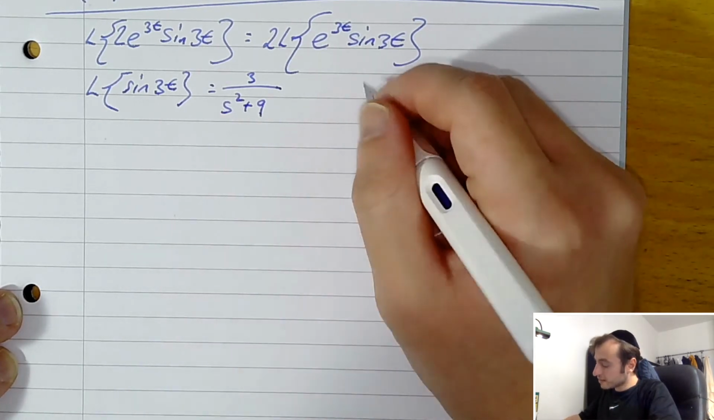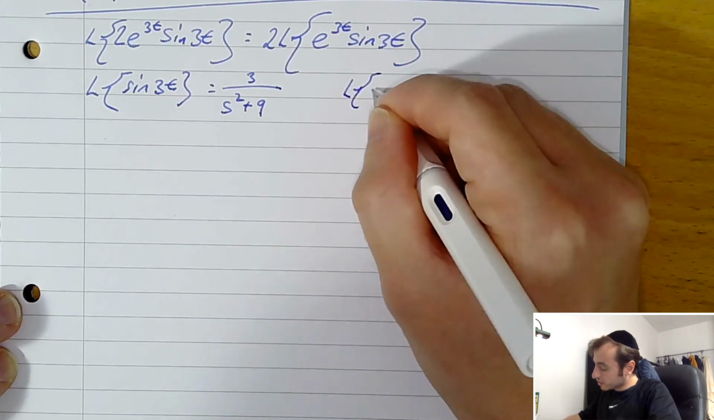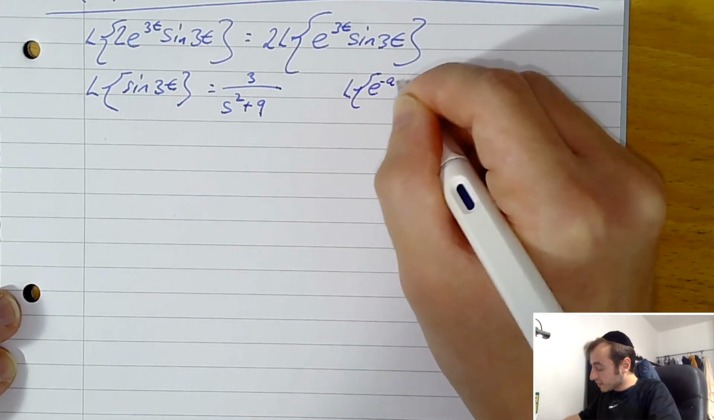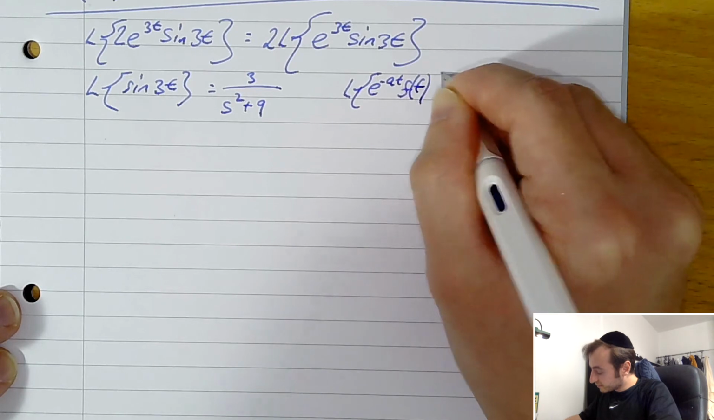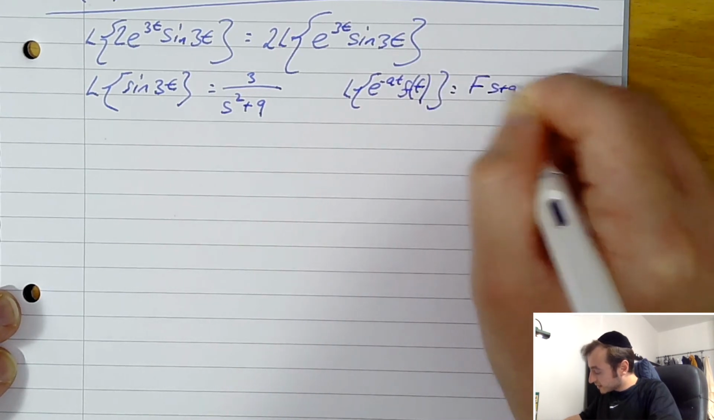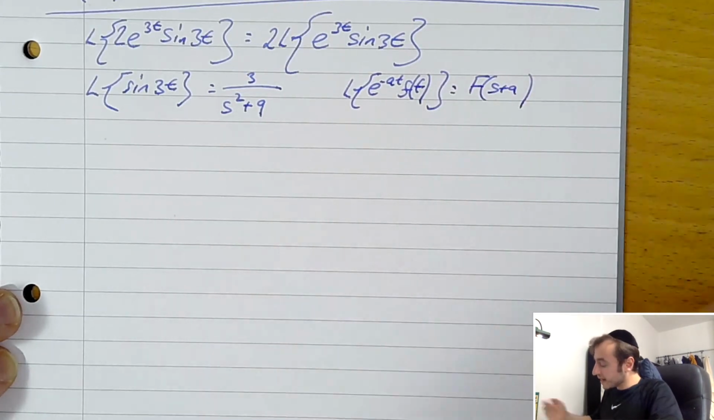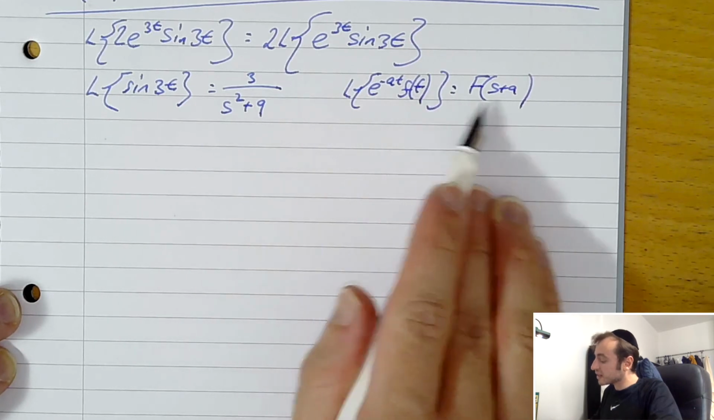So again, I always like to write down the property first. The Laplace transform of e to the minus at f of t equals f of s plus a. Again, obviously providing that the Laplace transform of f of t equals f of s.